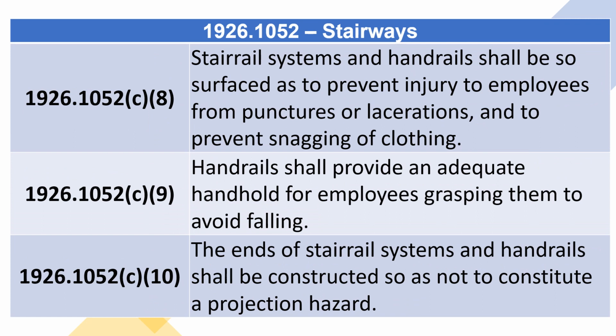1926.1052 C8. Stair rail systems and handrails shall be so surfaced as to prevent injury to employees from punctures or lacerations, and to prevent snagging of clothing. 1926.1052 C9. Handrails shall provide an adequate handhold for employees grasping them to avoid falling. 1926.1052 C10. The ends of stair rail systems and handrails shall be constructed so as not to constitute a projection hazard.